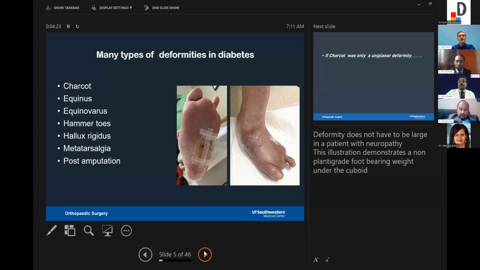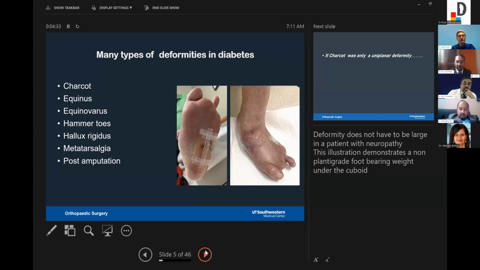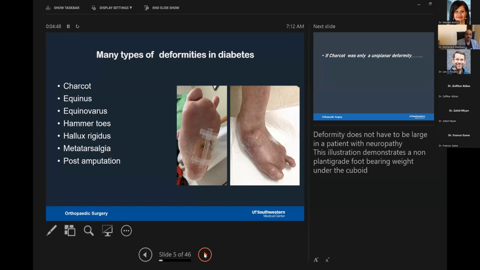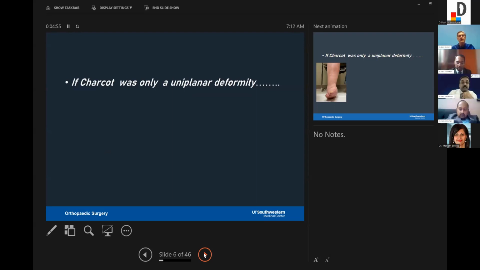The deformities that we see are very varied, but I think we have to recognize them, because it's one thing to get a wound healed, but we also want to make sure that it doesn't recur. To prevent recurrence, we have to treat associated deformity. That's where we as surgeons, working with our non-surgeons, to include therapists, pedorthists, and people who make shoes, are really critical. When I think of Charcot, I imagine, God, in a nice world, what if it was only a uniplanar deformity? Wouldn't that be great?